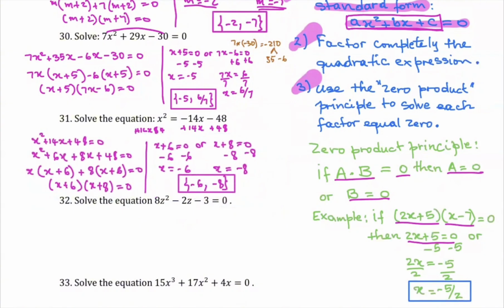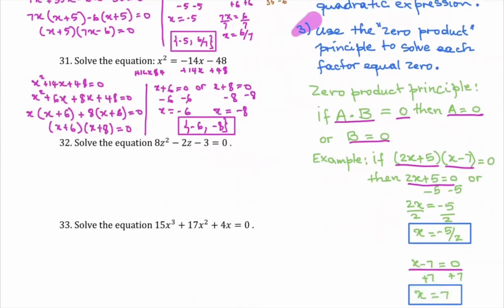All right, so next we will solve this one. This one is already in standard form. We can multiply 8 and -3. 8 times -3 is -24. Two factors of -24, that the sum is -2, that's -6 and +4, right?